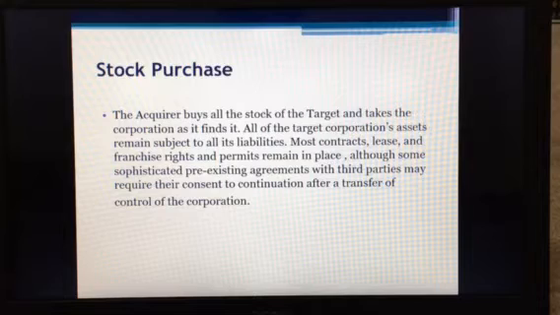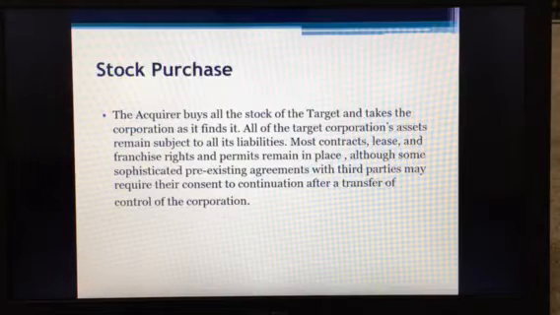Now we'll talk about the stock purchase. The acquirer buys all the stock of the target and takes the corporation as it finds it. All of the target corporation's assets remain subject to all its liabilities. Most contracts, leases, franchise rights and permits remain in place, although some preexisting agreements with third parties may require their consent to continuation after transfer of control of the corporation.